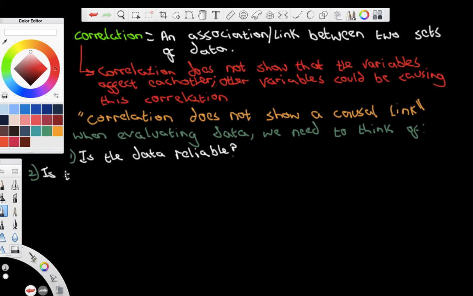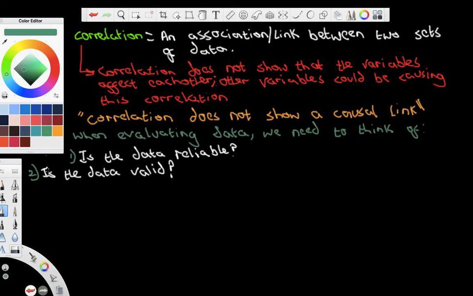The second one, number two, is the data valid? What we mean by this is, could somebody do that again? Could somebody do this study again and get the same results? If you analyze your data, when you interpret the graph, does it show what they're claiming it shows?